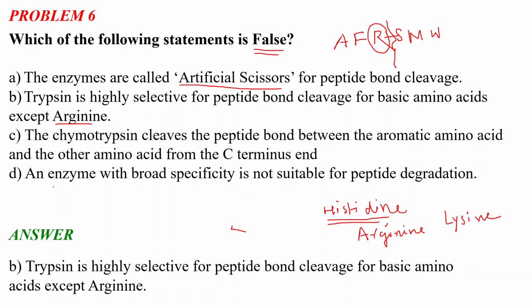And option D, which says that an enzyme with broad specificity is not suitable for peptide degradation, is also a true statement, because when an enzyme has broad specificity, it will cut the peptide chain anywhere. So that is not useful for studying cleavage, because it will cut at any site. We cannot determine the sequence of the peptide chain if we choose an enzyme with very broad specificity. An example of this kind of enzyme is pepsin.